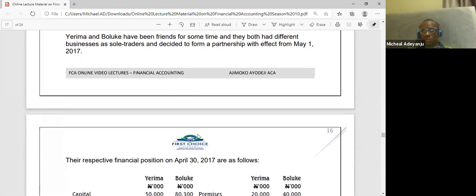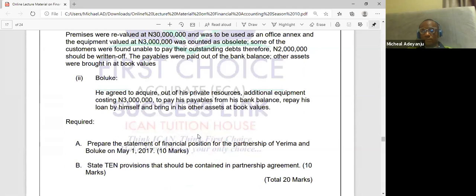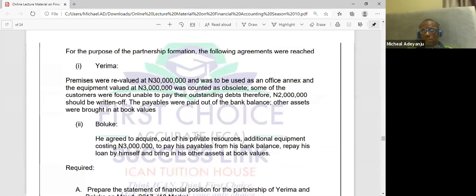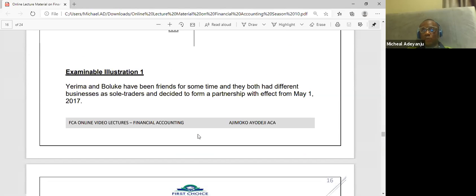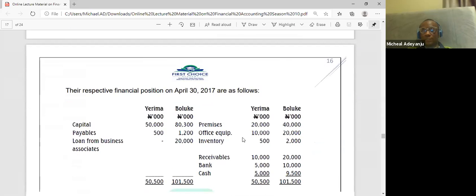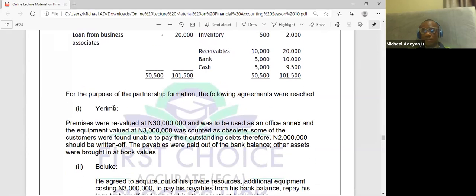So let's look at this illustration. Yerima and Boluke have been friends for some time, and they both had different businesses as sole traders, and decided to form a partnership with effect from May 1st, 2017. The respective financial positions are these that you are seeing. For the purpose of partnership formation, the following agreements were reached.